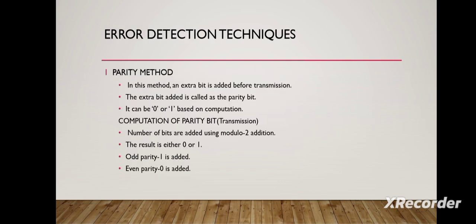Error detection techniques. There are many detection techniques used, but we are going to see only the parity method and checksum. In the parity method, an extra bit is added before the transmission. So on the sender side an extra bit is added. It can be either 0 or 1 according to the number of ones present. This parity check is divided into two types, which are even parity check and odd parity check.